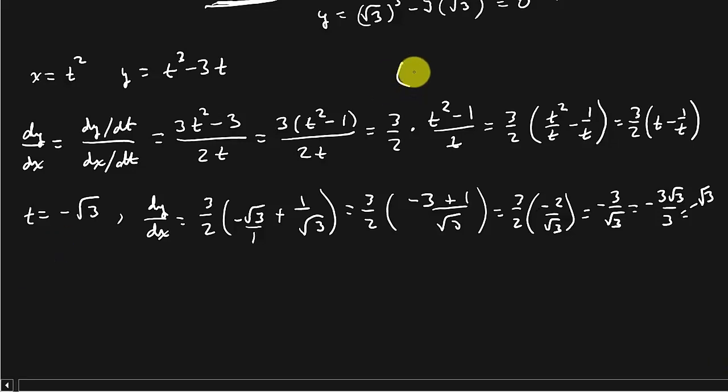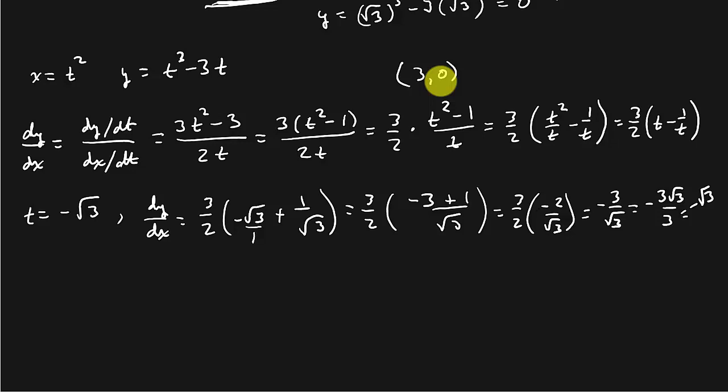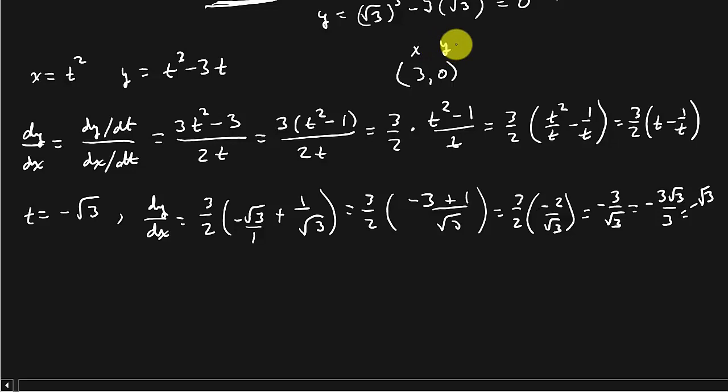And remember, our point is (3, 0). That's our (x, y), right? This is x, this is y.